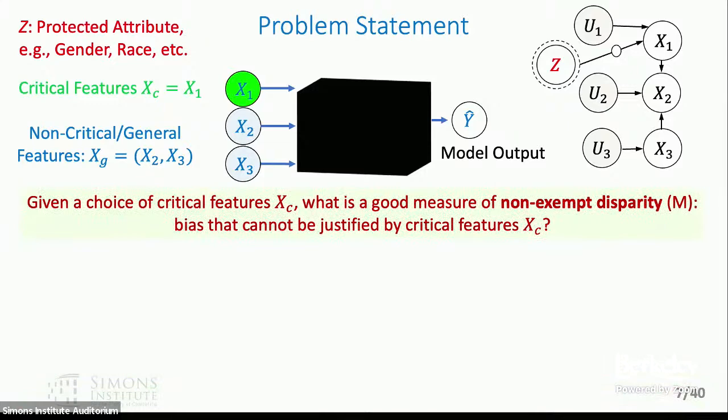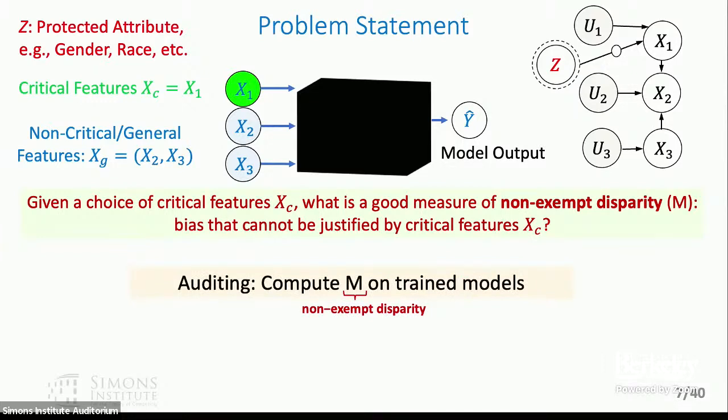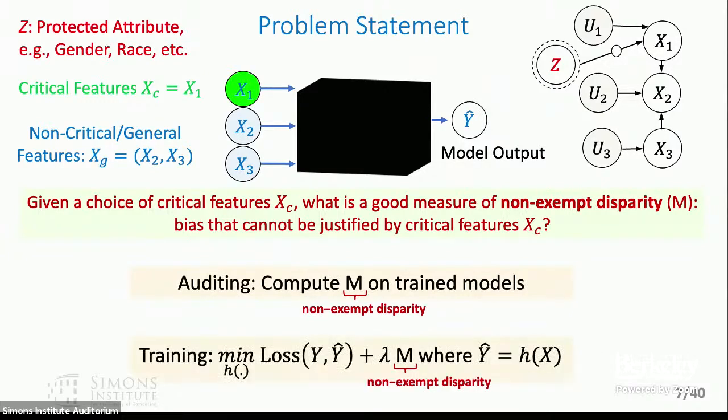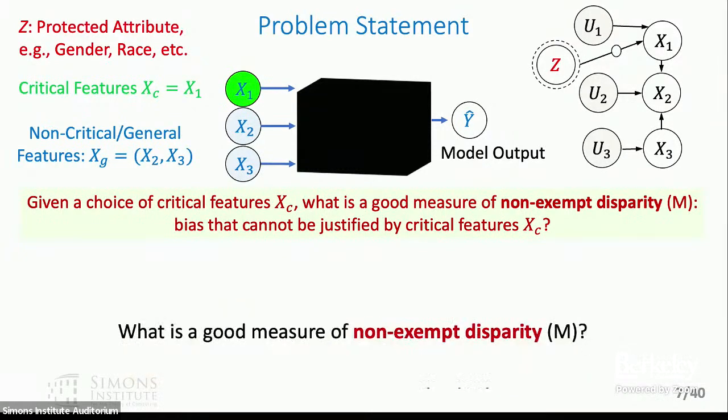Now the problem statement is, given a choice of critical features, what is a good measure of non-exempt disparity, which is the bias that cannot be justified by critical features? Once we have such a measure or definition, it could be used either for auditing, that is, to check if there's any non-exempt disparity present or not. It could also be used during training, for instance, as a regularizer with the loss function to selectively reduce the non-exempt disparity. But before we get there, the question is, what is a good measure of this non-exempt disparity?